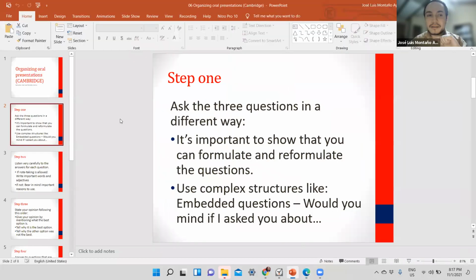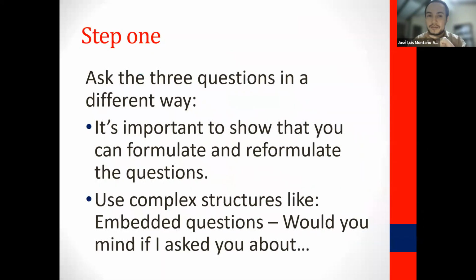Now I'm going back and we're going to read the presentation to understand this even better. Step number 1, this is going to be for you, please, Melanie. Read the whole slide, please. Okay. Step 1, ask the 3 questions in a different way. It's important to show that you can formulate and reformulate the questions. Use complex structures like embedded questions. Would you mind if I ask you about? Thank you very much, Melanie.